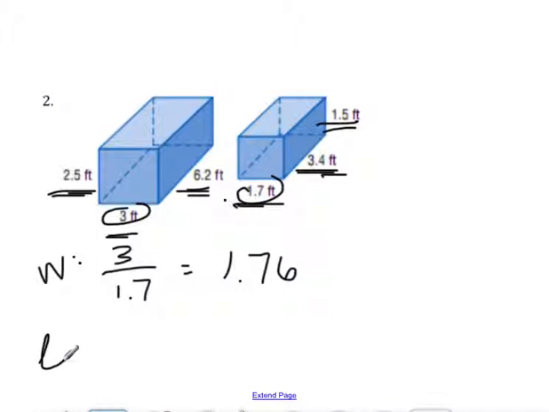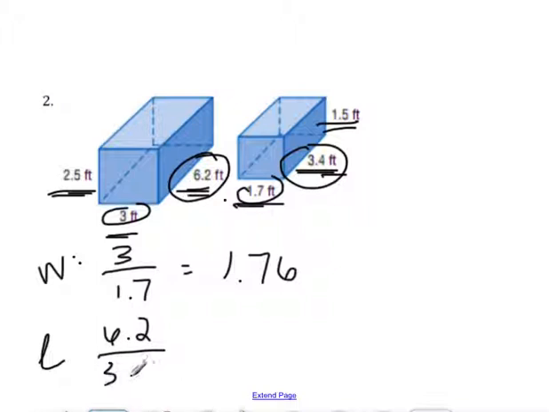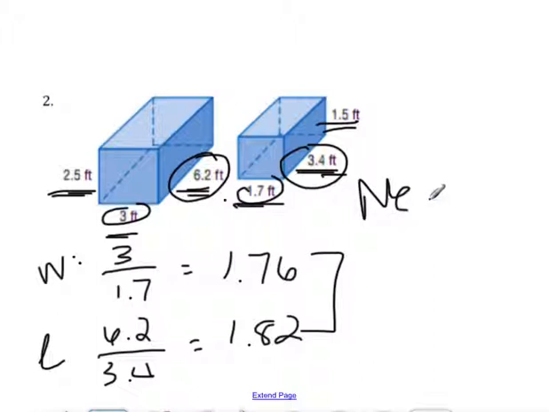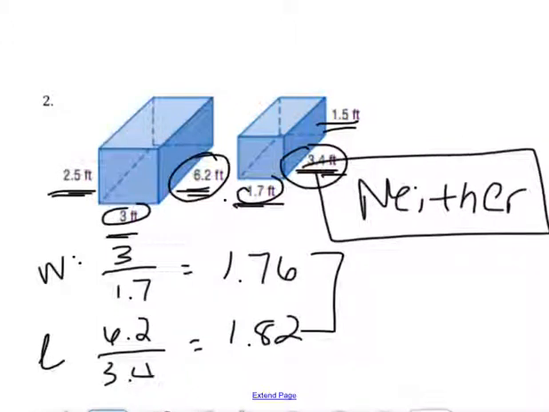So let's take a look at the length. We're going to take 6.2 divided by 3.4, and you get 1.82. So it's not congruent because none of the side lengths are the same, and also none of our scale factors are the same. So then these shapes are neither congruent or similar. So that's your final answer for number 2.